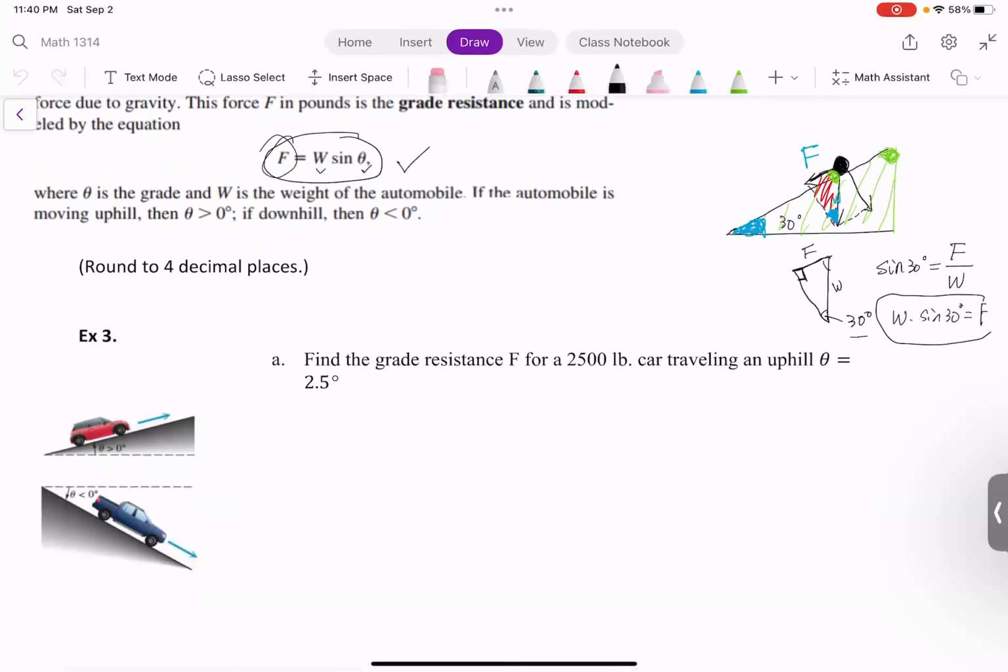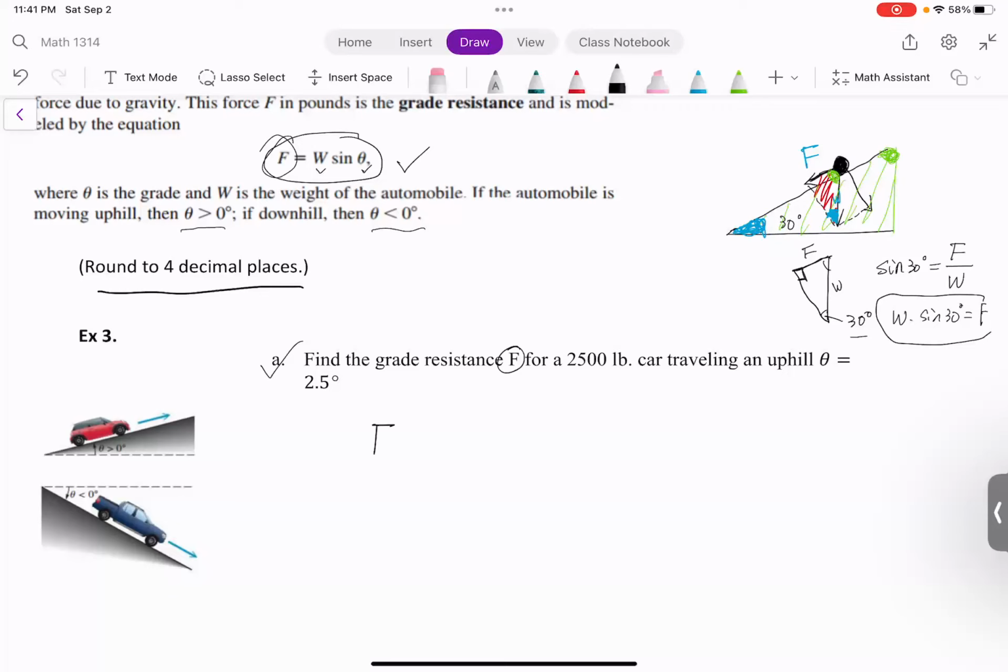One more thing, if theta is greater than 0, that means the car is moving uphill. If theta is negative, it is moving downhill. All right, let's see number 1. Round to 4 decimal places. Find the grade resistance F for a car whose weight is 2,500 pounds traveling uphill, theta equals 2.5 degrees.